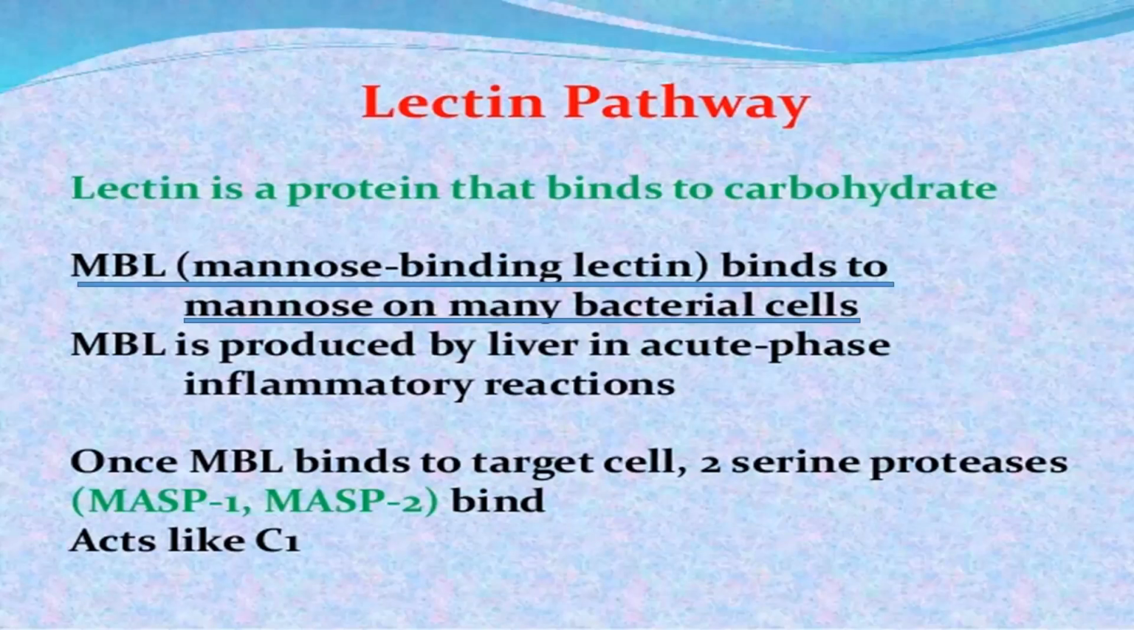The lectin is a protein that binds to the carbohydrate. Mannose binding lectin binds to the mannose on many bacterial cells. MBL is produced by the liver in acute phase and inflammatory reaction. Once MBL binds to the target cell, two serine protease enzymes, MASP1 and 2, bind and act like C1 as it happens in the classical pathway.